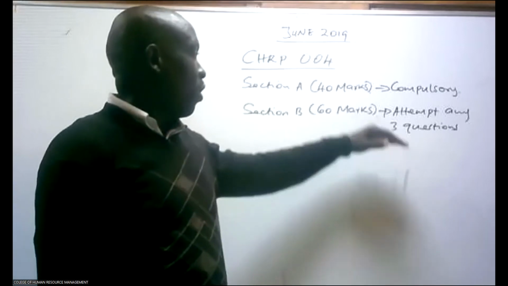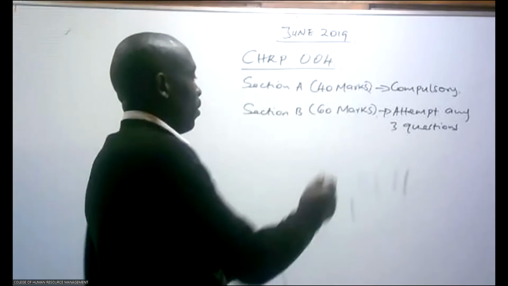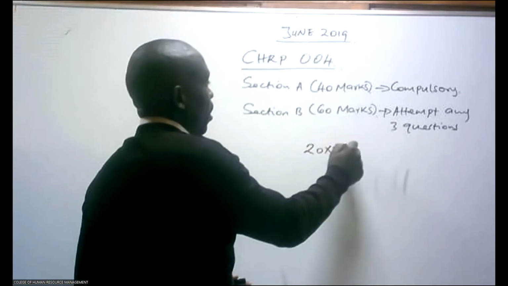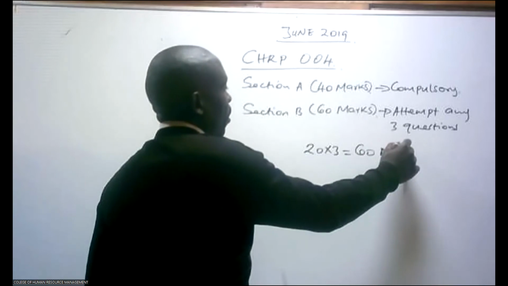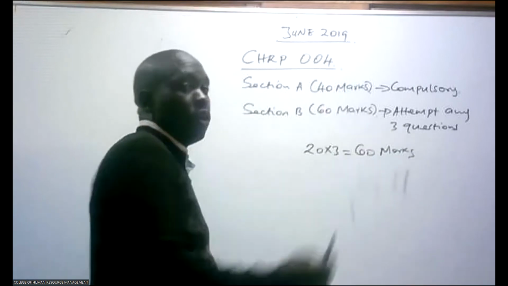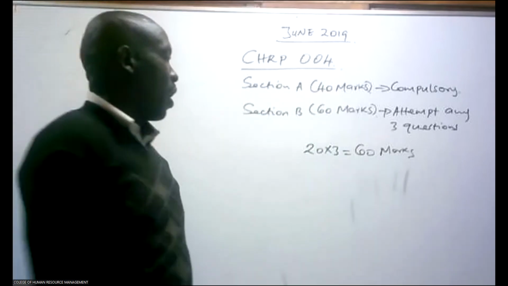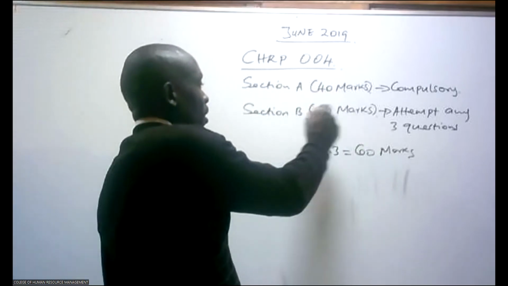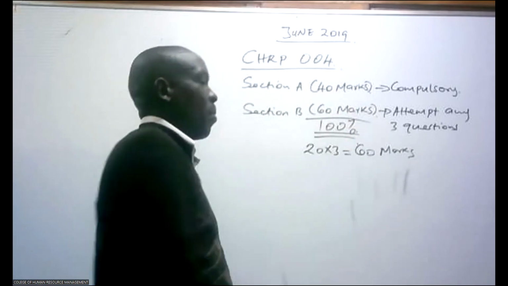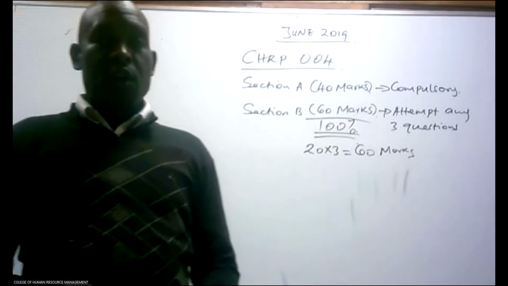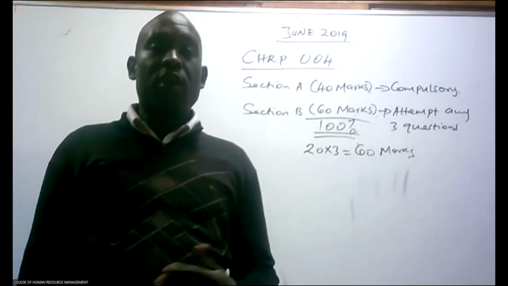Each question in section B has 20 marks. So you will get 20 times 3, giving you the 60 marks. In section A, each question is 20 marks, 20 times 2 giving you 40. If you add this to the 60, that gives you 100%.